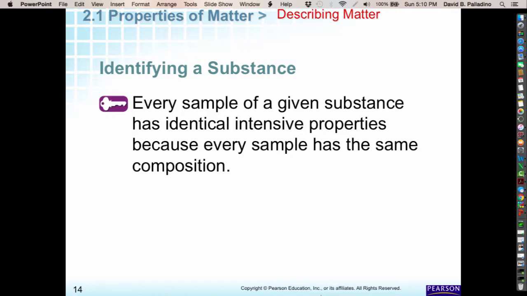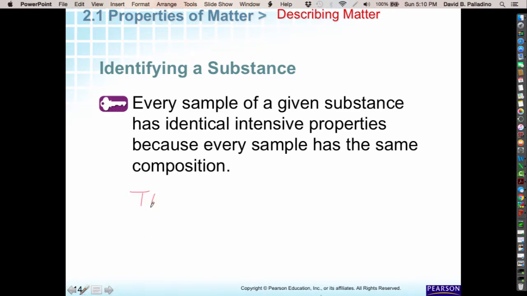Okay, so if we have a substance and we give you sample A, 5 grams, and sample B, 10 grams, the intensive properties of both samples are the same. Intensive properties do not change for a given substance. That helps us to identify which substance we actually have. Okay, so let's look at that.